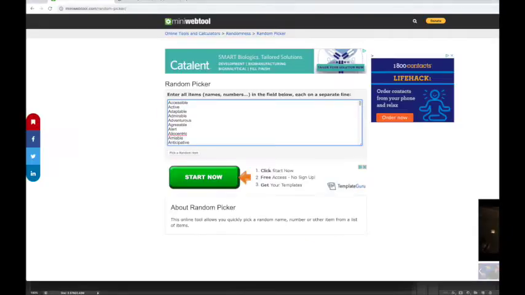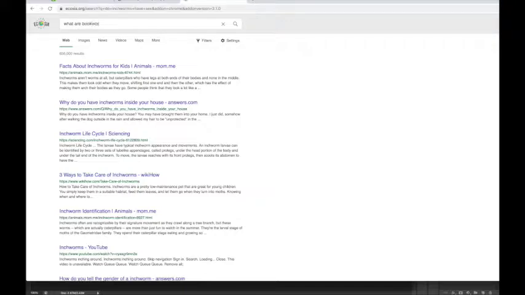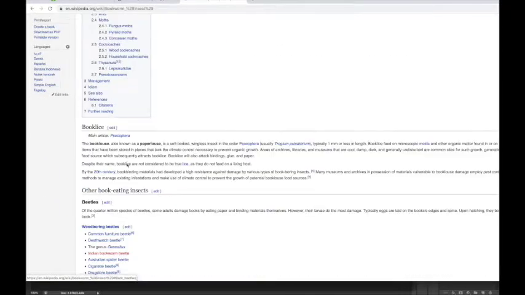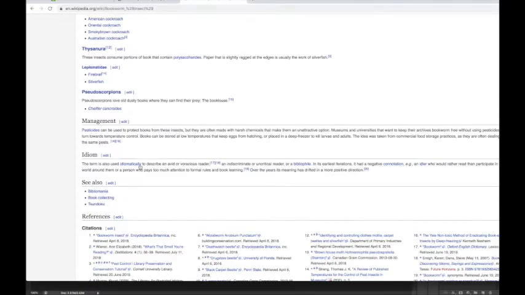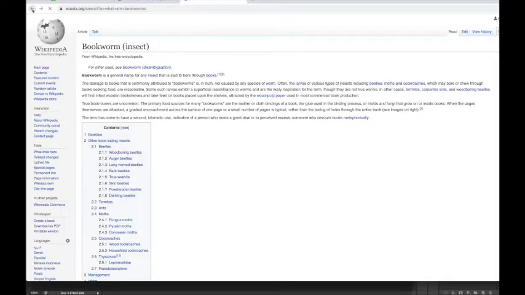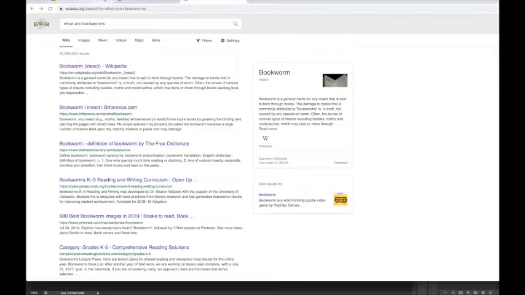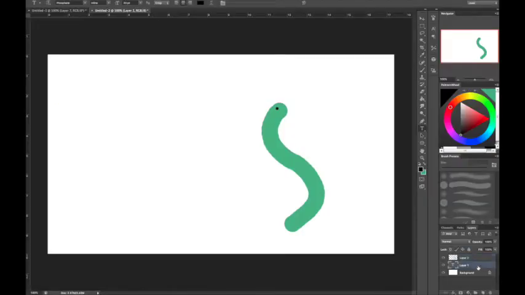But, do inchworms have sex? I'm not even sure. What are bookworms? Alright, so apparently bookworms are technically not worms, but larvae of insects. So, I guess it could have gender, because I believe some insects have gender. For now, we're just gonna assume that this particular species has, oops, I made another text layer. Oh gosh, I always do that.